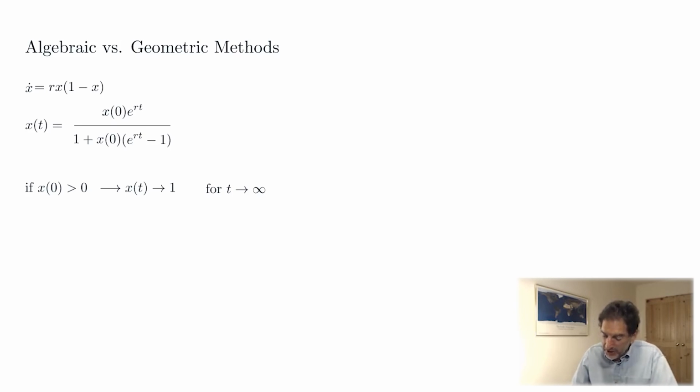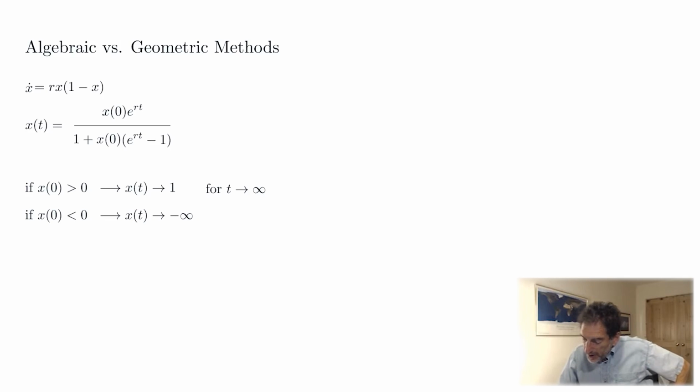However, and here was the gotcha, if you weren't careful, you might miss the fact that if x0 is less than 0, then something else happens, because when x naught is negative, then in the denominator we have 1 minus something, and that something is growing exponentially in time. And so there'll come a critical time at which the denominator is equal to 0, which means that the function is actually blowing up. And how is it blowing up? It's actually blowing up to minus infinity. So if x naught is less than 0, then x of t goes to minus infinity. And this happens when the right-hand term in the denominator is equal to minus 1.